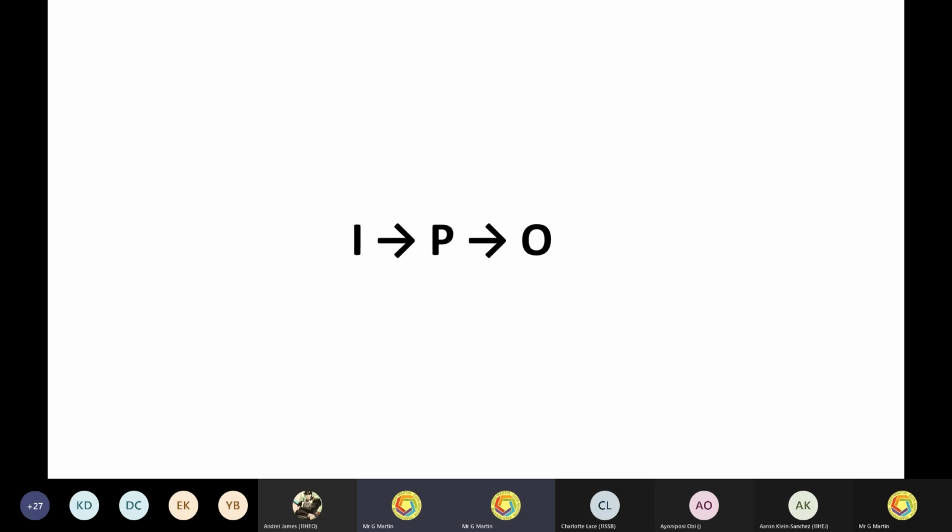So if you've done any IT or computer science before, you will understand those three letters. If you haven't, don't worry, I'm going to say what they mean in a moment. But IPO is about understanding what goes on about a computer system. So that stands for input, process, and output. And we relate everything we do in computer science around those three areas.